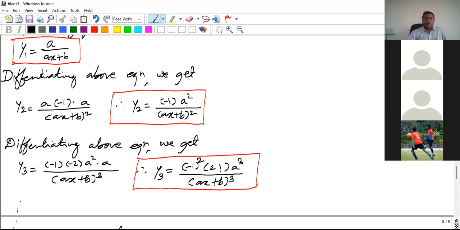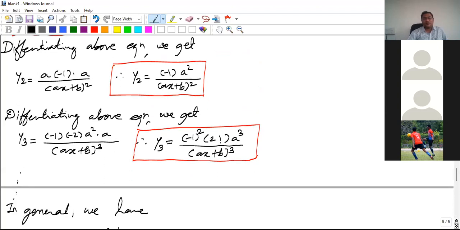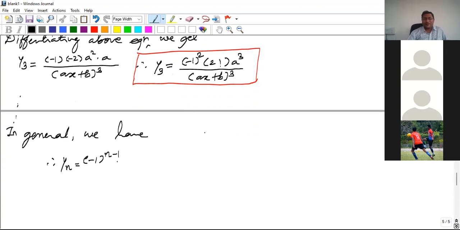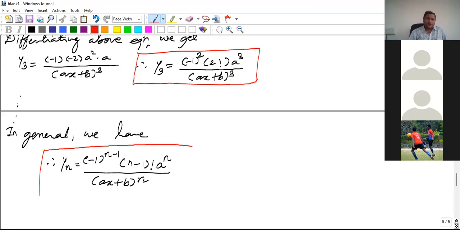Now, for the first derivative, there is no factorial. For the second derivative, there is 1 factorial. For the third derivative, there is 2 factorial. For the nth derivative, what will we have? n minus 1 factorial. Correct. Then we'll have a raised to n, and here we have (ax plus b) raised to n. Are you getting this derivative? Yes, sir.